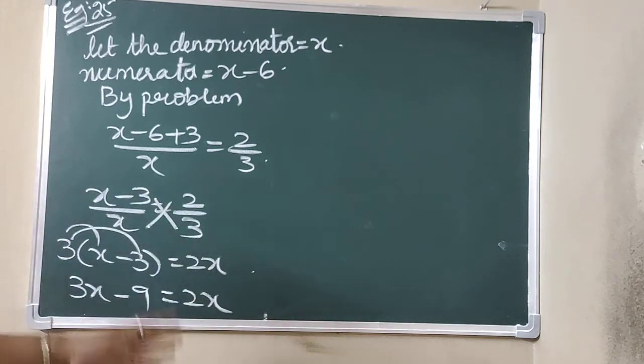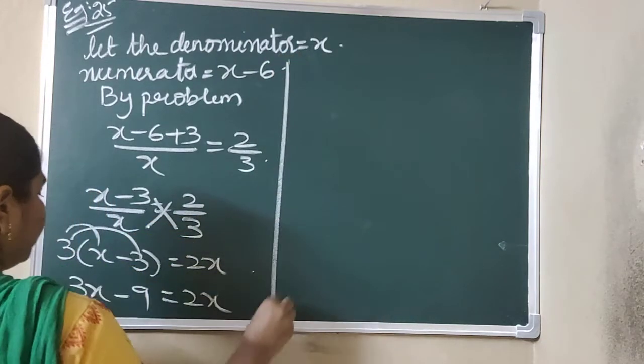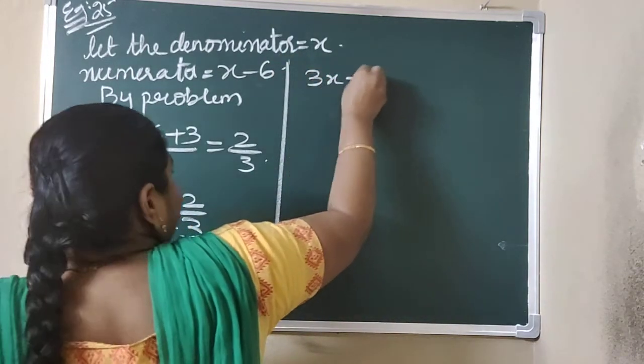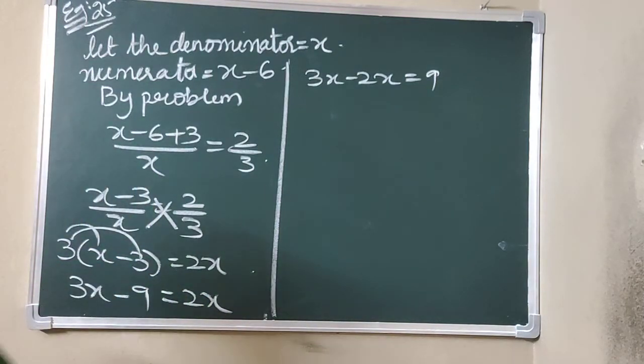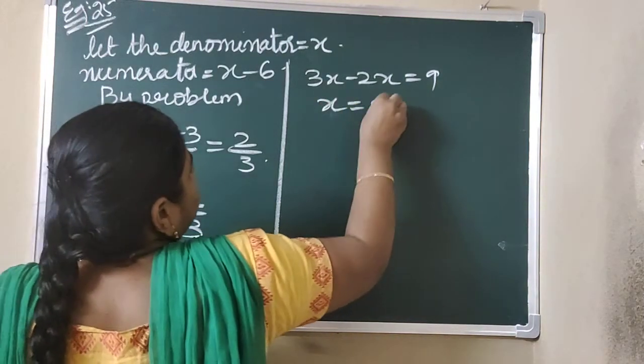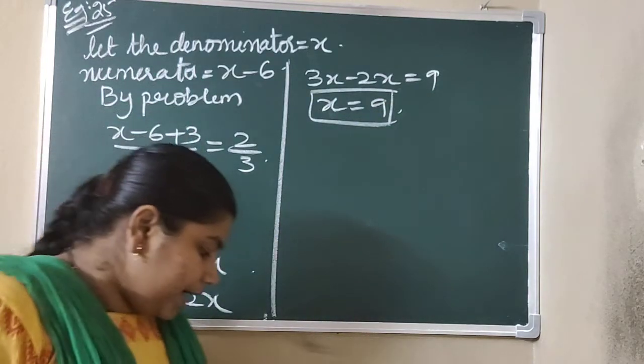Now transpose the 2x to the other side, and send the 9 to the other side. So that will become 3x minus 2x is equal to 9. So 3x minus 2x will be x. So x is equal to 9. So what is the x value here? The x value is 9.